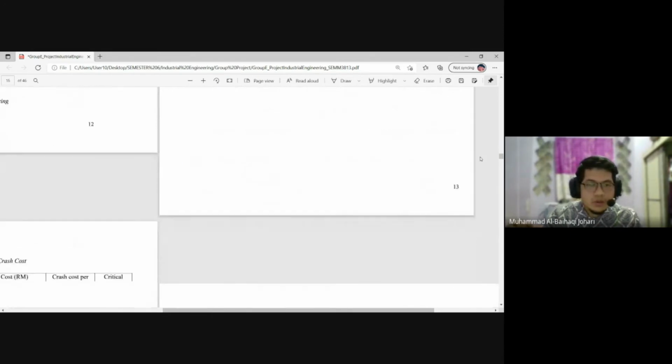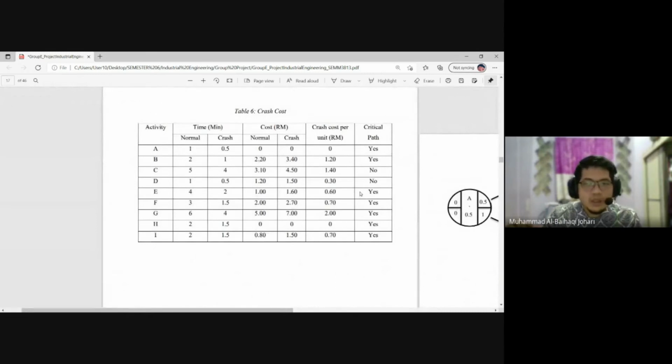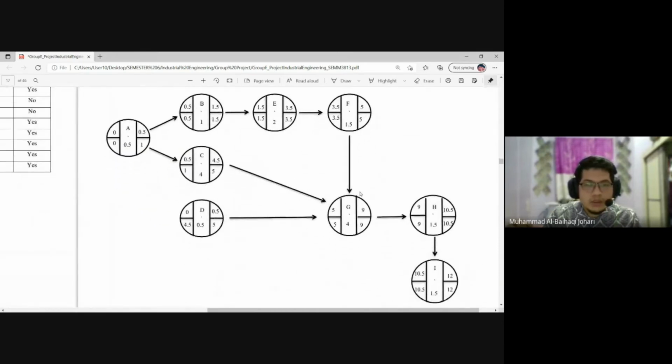Next, we also constructed a crash course just in case, because sometimes the distributor needs the product sooner than the normal time that we expect. The fastest that we can produce the product is 12 minutes. That costs 5 ringgit and 20 cents per unit.